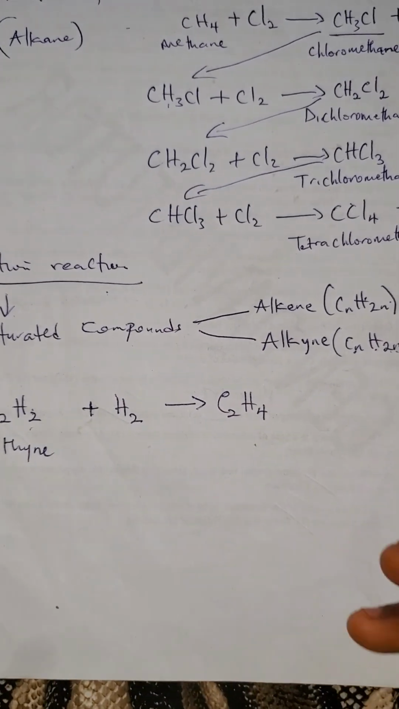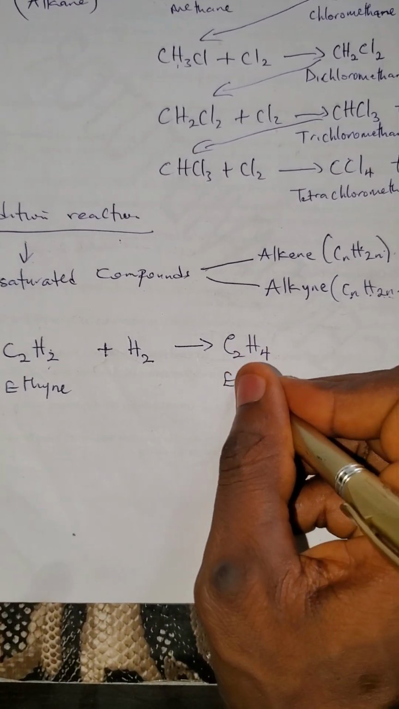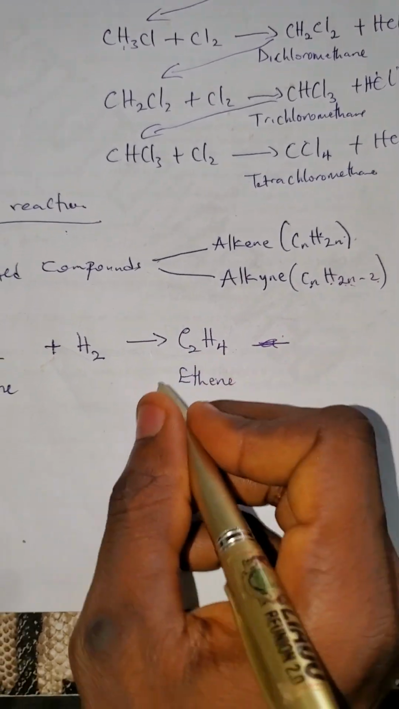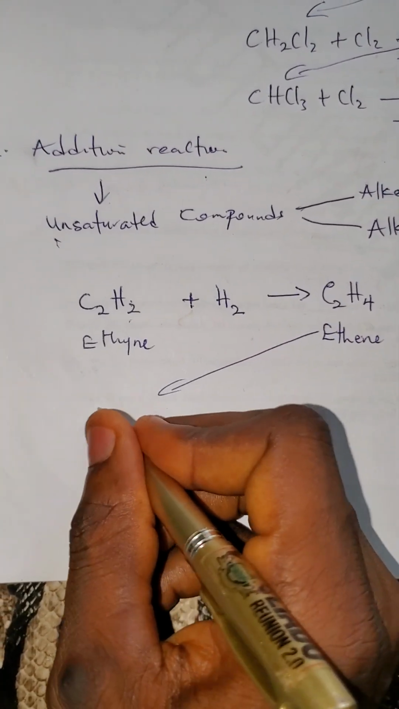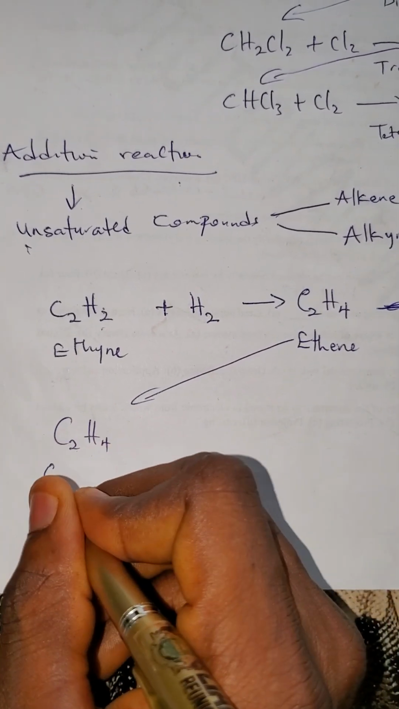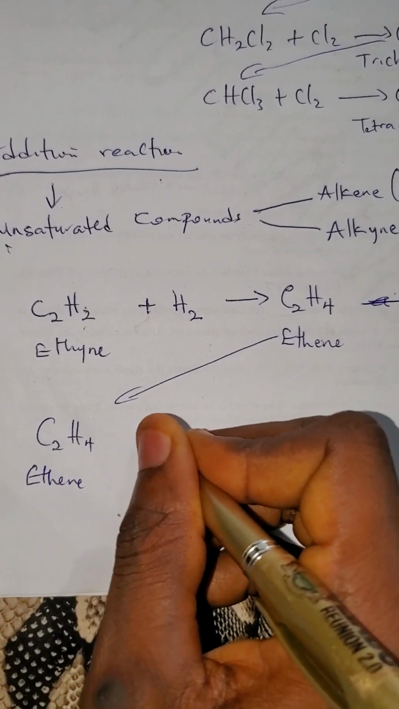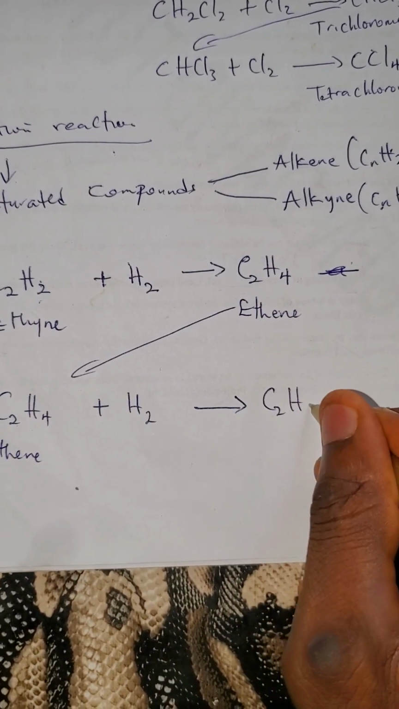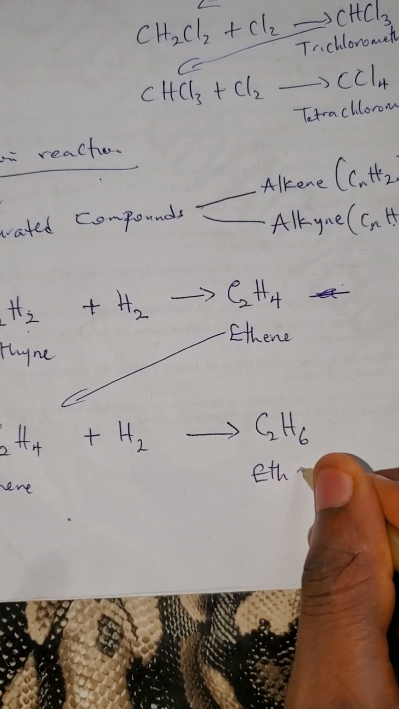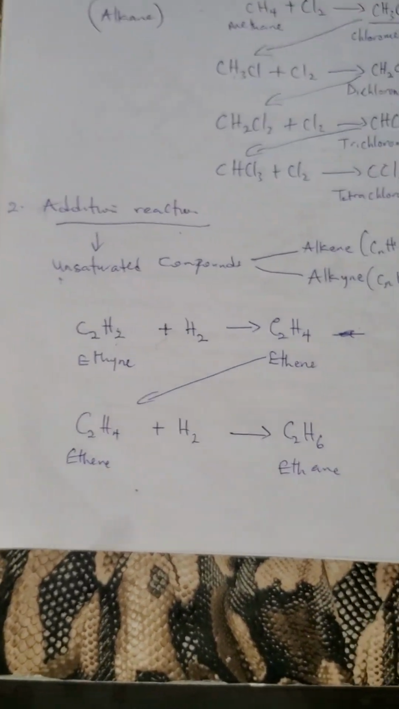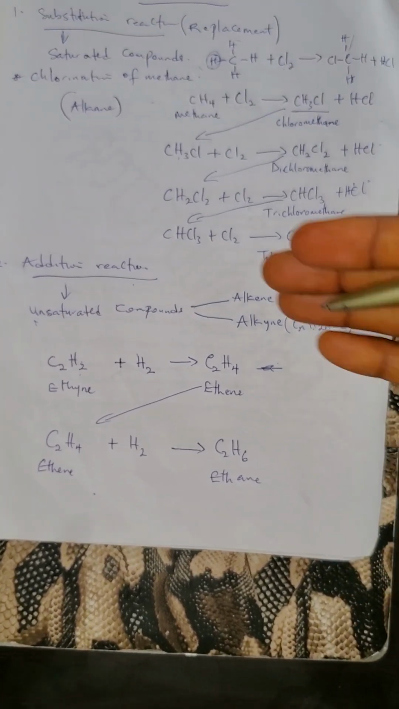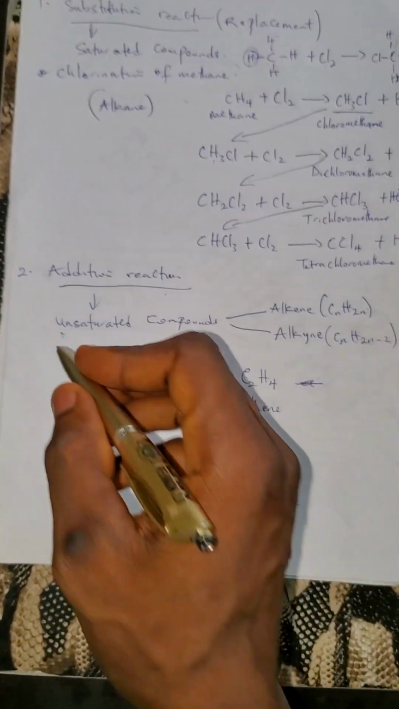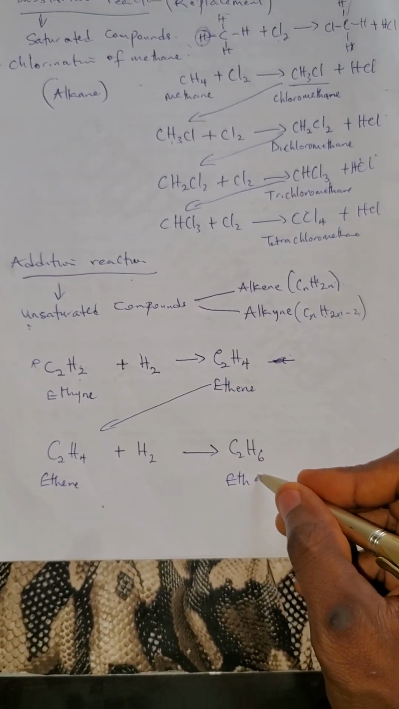Now, if you add hydrogen to this, it will give you C2H4, because the hydrogen becomes 4, and this one is ethene. I can add hydrogen to this ethene, C2H4, and it will give me C2H6, which is ethane. That is why I can say unsaturated hydrocarbons undergo addition reactions in order for them to be completely saturated. Can you see?